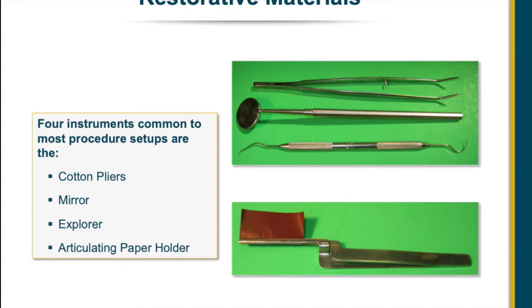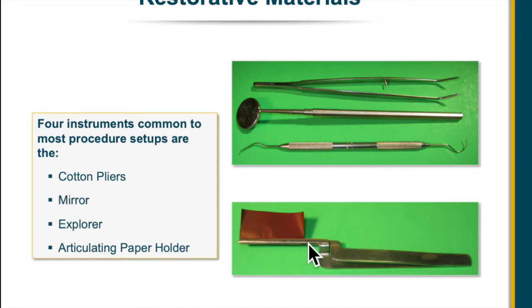So, some basics: cotton pliers, mirror, and explorer. You'll notice the explorer has a little shepherd's hook on one end. This one has just a little crook on this end. I don't even know the name for that, but this is what we would call a shepherd's hook. Cotton pliers, mirror, explorer, and then articulating paper holder.